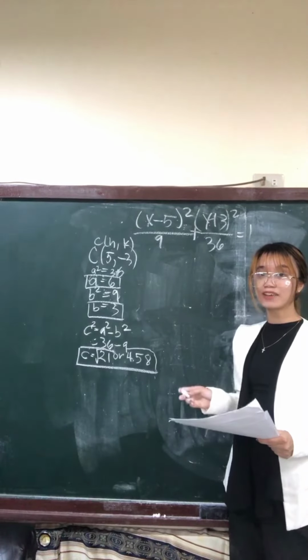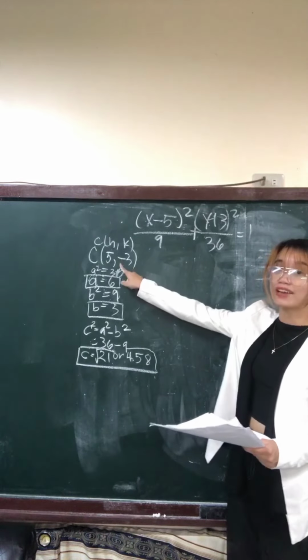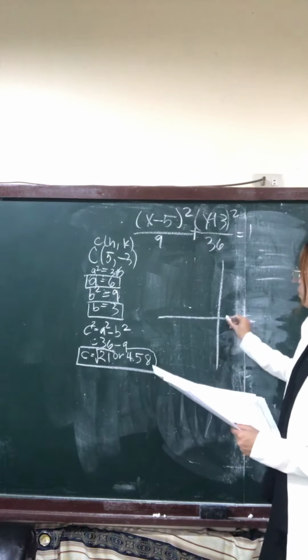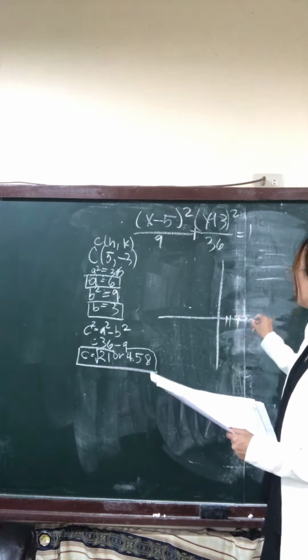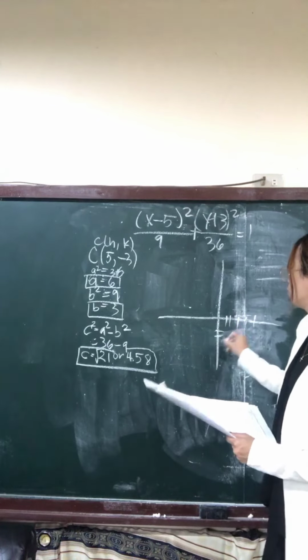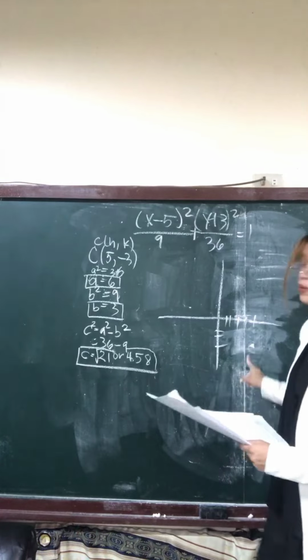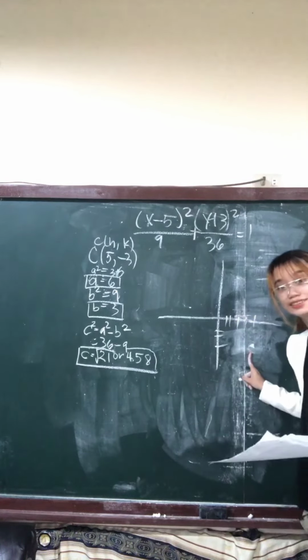So now, let's graph it. Since we have the center of 5 and negative 3, we can plot it downward. 1, 2, 3, 4, 5. 1, 2, negative 3. 1, 2, 3, 4, 5, negative 3. So we have the center at this point.